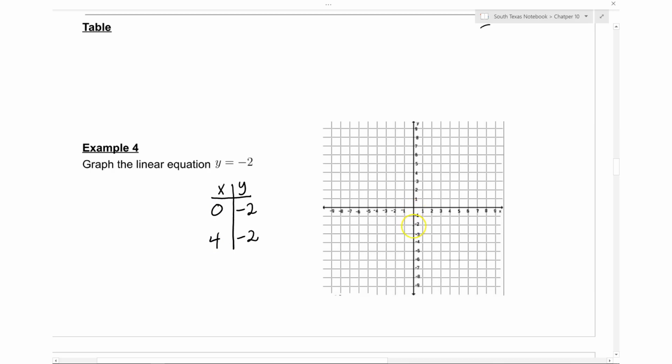So we have (0, negative 2) and (4, negative 2). We have 2 points, so we can go ahead and graph this line. And you notice this line, or this equation, will be horizontal. It will also have a 0 slope.